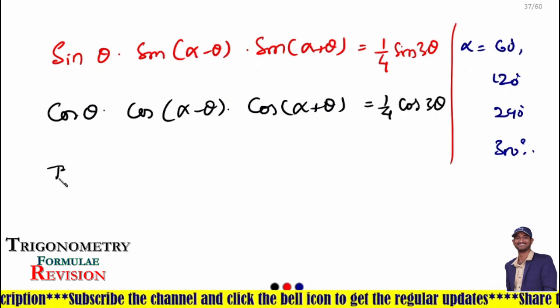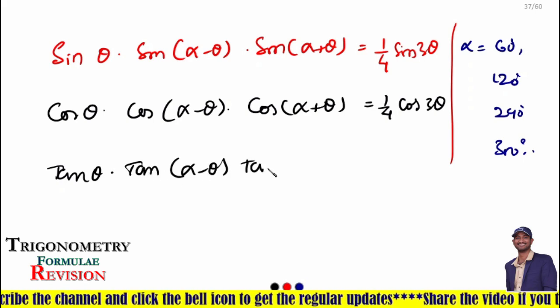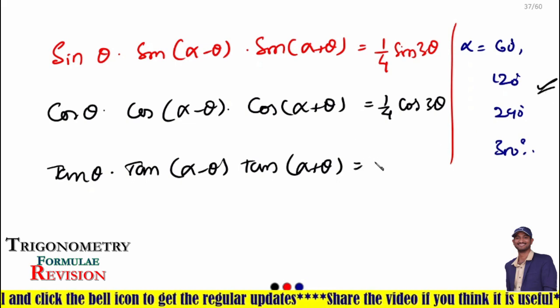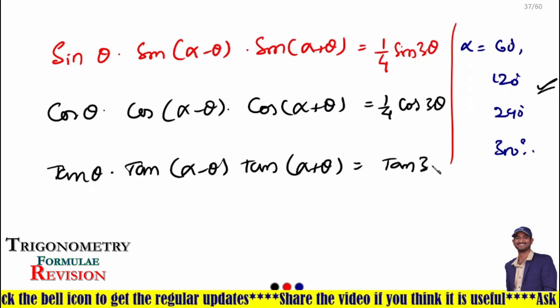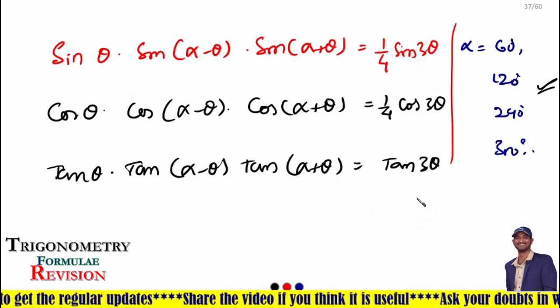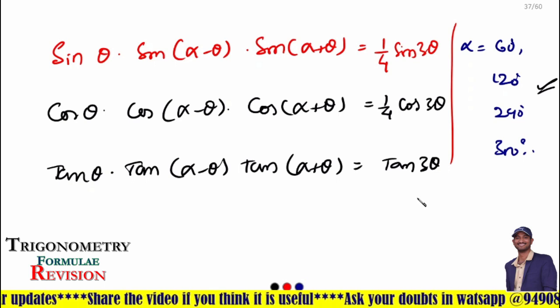If I want tan theta, tan alpha minus theta, tan alpha plus theta, in all the cases alpha values are these. Okay, it is equal to tan 3 theta because 1 by 4 cancels. So tan 3 theta. These three formulas are also important.